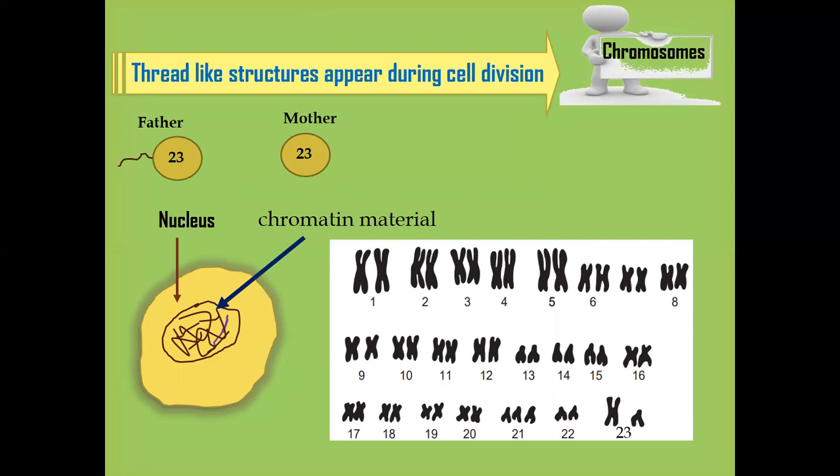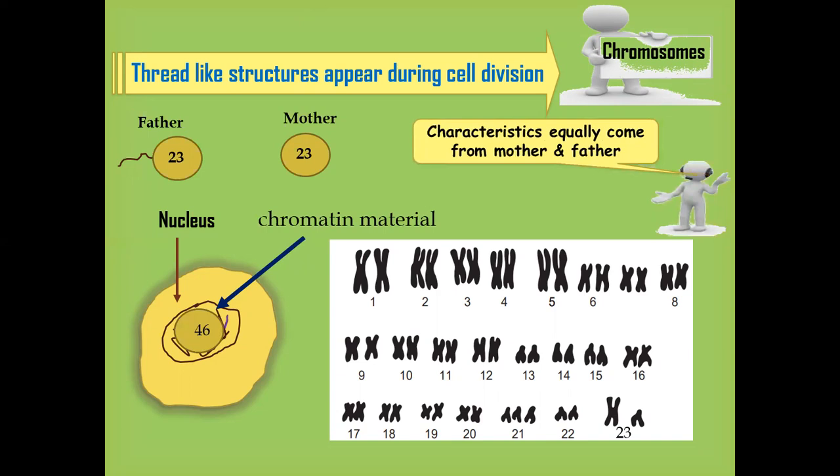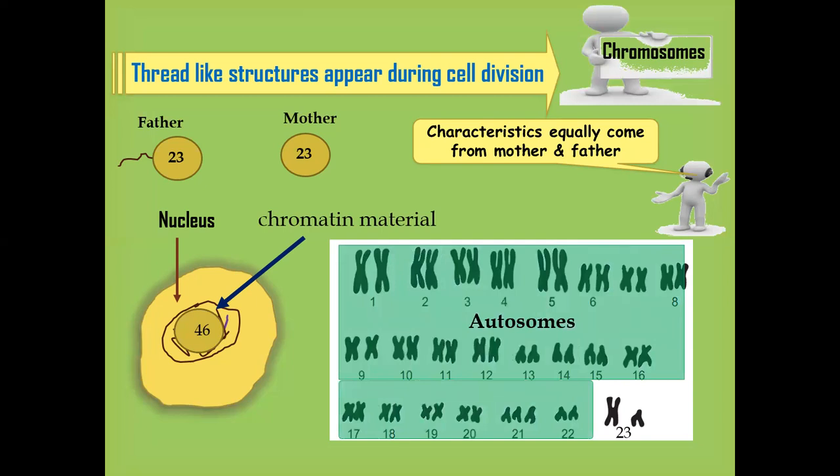So they fertilize together in the form of gametes, and they produce a zygote with 46 chromosomes. These total 46 chromosomes consist of 23 pairs of chromosomes, and these 23 pairs are homologous chromosomes. So it means the characteristics come equally from mother and father. Whatever character we have in our body comes equally from the mother and father. So we're going to emphasize that.